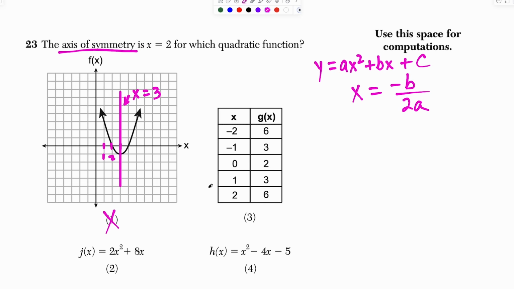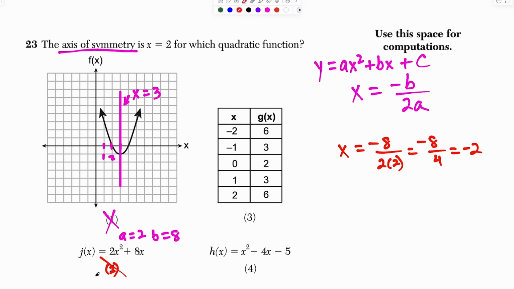So if we look at this one, we have 2x squared plus 8x. So here we have an a value of 2 and a b value of 8. So if we plug in, for choice 2, I'll just write this in red. For choice 2, we're going to have x equals negative b. So we'll have negative 8 over 2 times 2. And this would give us negative 8 over 4, which would give us negative 2, which doesn't match the positive 2. So this answer choice is out.